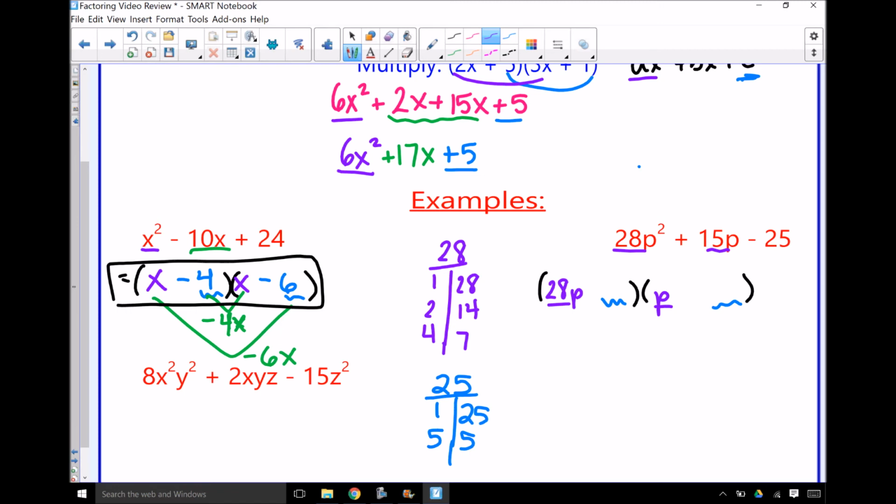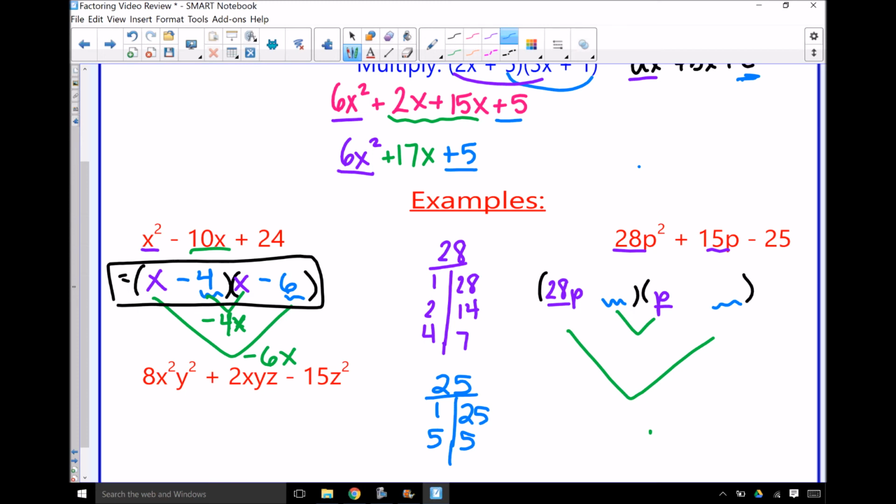So if I put the 25 here and the 1 here, when I do my check for my outer and my inner, I know this is 1p, and I know this right here is going to be a majorly large number, nowhere near 15p, so I can cross that off. It doesn't work. But I need to see if maybe I can switch these values. So maybe I can put the 25 here, and I can put the 1 here, and let's see what we end up getting. This will give me 25p, this will give me 28p, but neither of those numbers can combine any way to give me 15p, so I know that won't work either. Okay, so let's try another set. 1 and 25 won't work with 1 and 28.